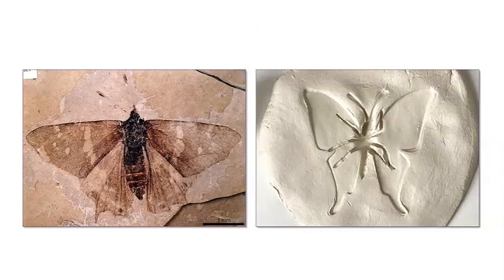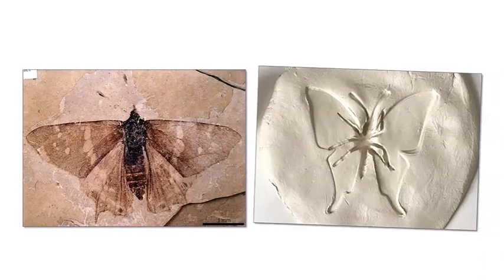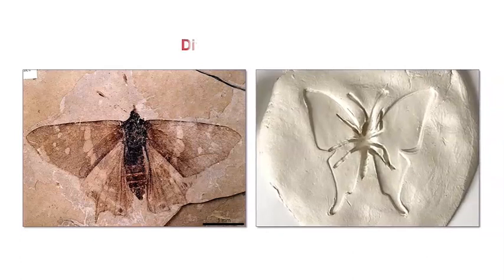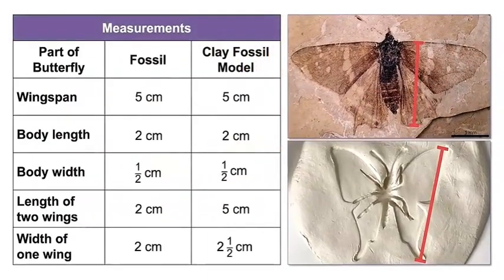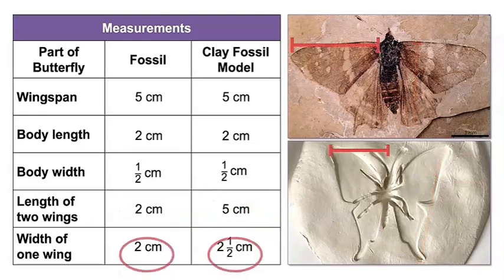Because you are excellent detectives, you might have already figured out that this fossil and this fossil model were made by different butterflies. But remember, we are practicing our skills at finding and analyzing evidence to support our claims. We found our first piece of evidence that different butterflies made these impressions when we compared the measurements and saw that the length of two wings, the upper and the lower wing, and the width of one wing were different.